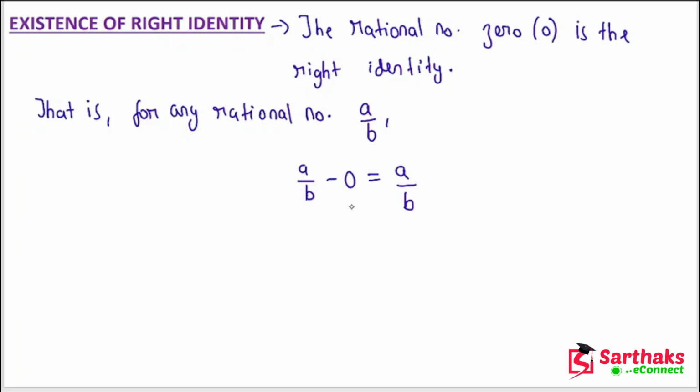In that case, you added 0 to the number and it did not cause any kind of change. That is why it was called additive identity. So this is the existence of right identity. Now let me give you some examples to make these methods clear, to tell you how to use properties of subtraction.